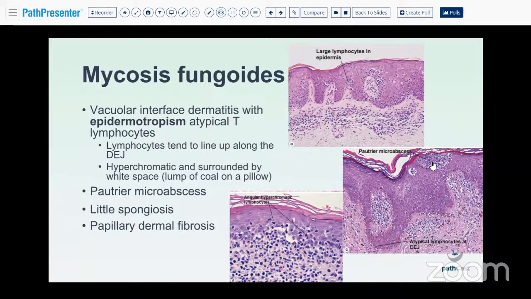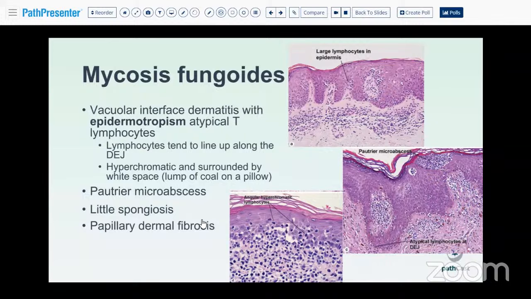Importantly, there's very little spongiosis, because we can also have exocytosis of lymphocytes in other reaction patterns. Spongiotic dermatitis often has exocytosis. But the key thing in MF is that the exocytosis of lymphocytes is way out of proportion to the degree of spongiosis. There's way more lymphocytes in the epidermis than we can account for by saying, well, they just went in there because of the space of the spongiosis. So that's really important, low spongiosis relative to lymphocytic exocytosis.